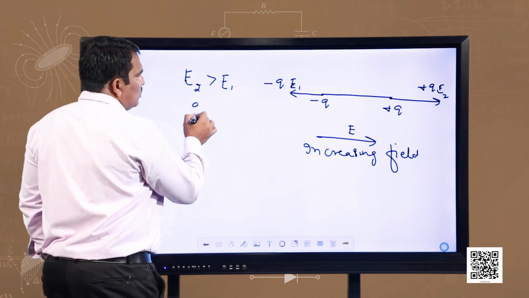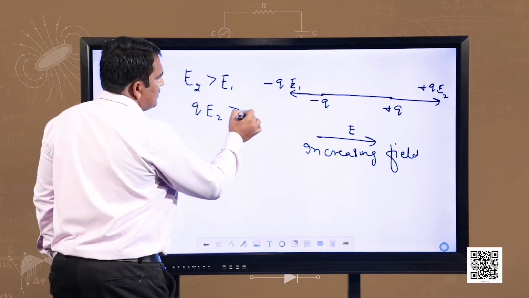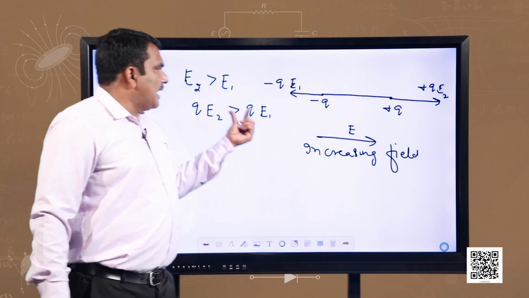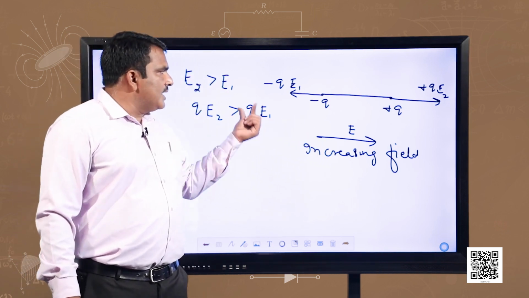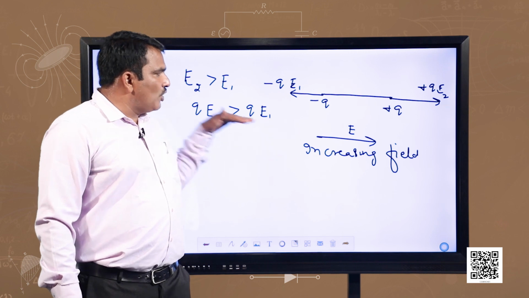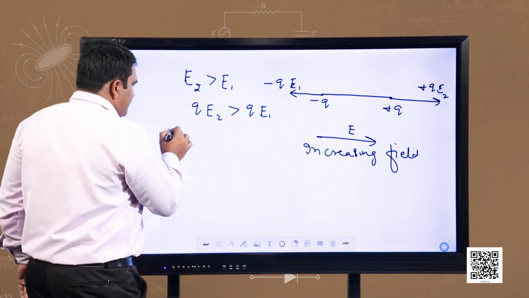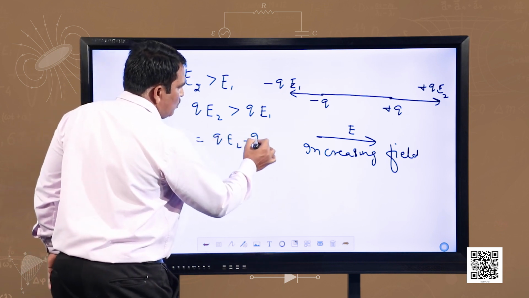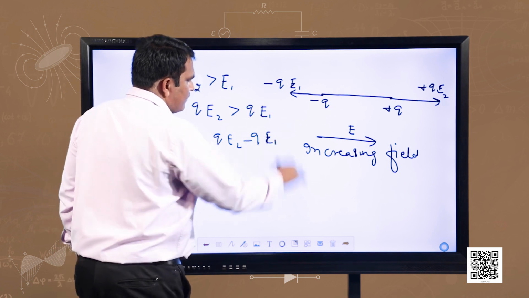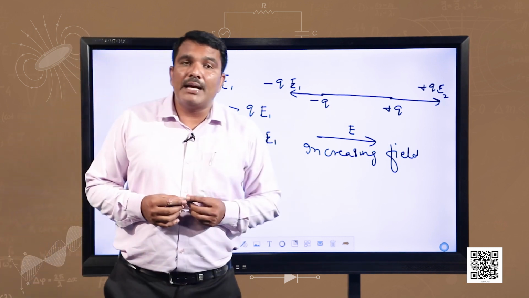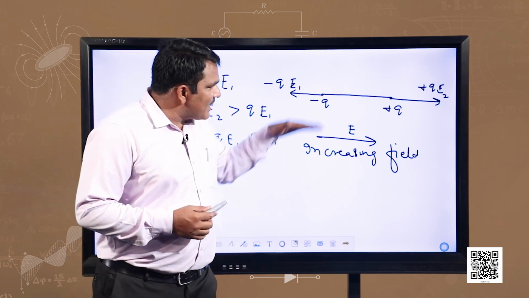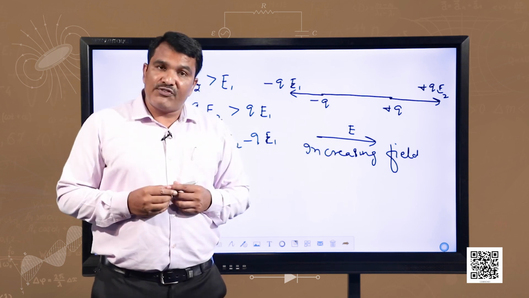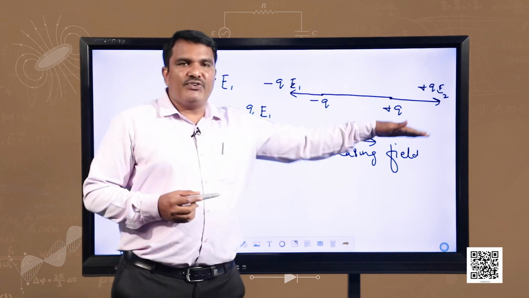So, qE2 is greater than qE1. Hence, the dipole will experience a net force in the direction of increasing field. So, the net force will be qE2 minus qE1. So, we observe that when a dipole is placed parallel to the direction of field, then it experiences a net force in the direction of increasing field.